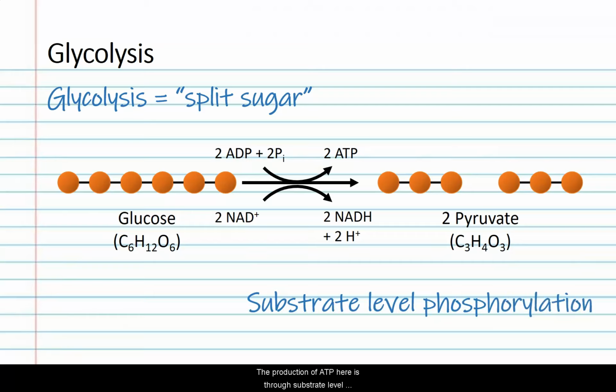The production of ATP here is through substrate level phosphorylation. Remember, that is the direct transfer of a phosphate group from an organic molecule to ADP to make ATP.